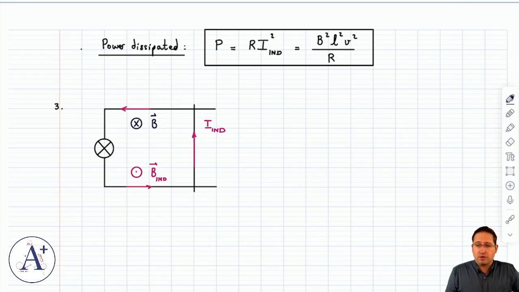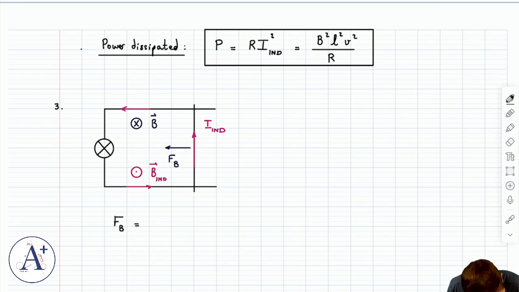So I induced is going to interact with B by the right-hand rule: forefinger pointing along I induced, middle finger into the page. My thumb is going to point to the left. That is going to be the magnetic force applied on I induced. It is going to have a magnitude, FB, which is I induced times the length L of the rod. Right, this is L.